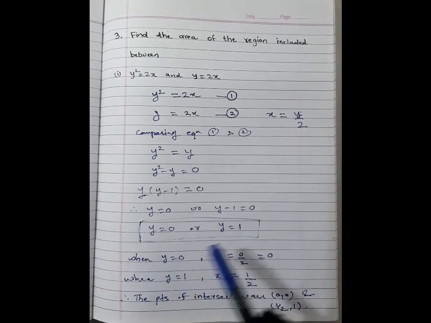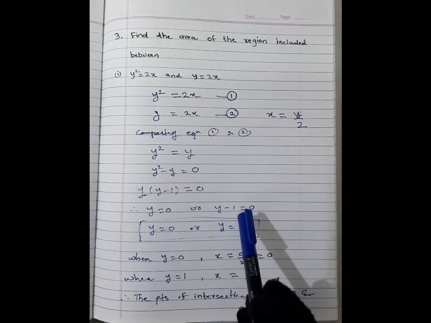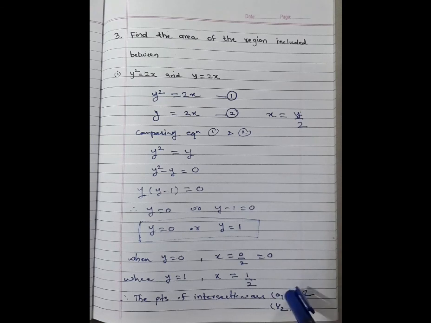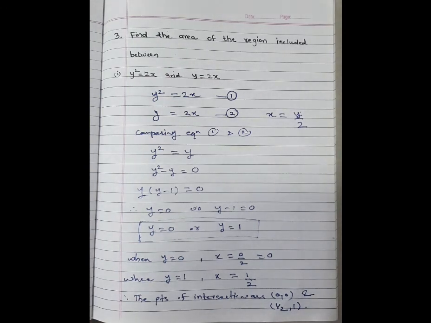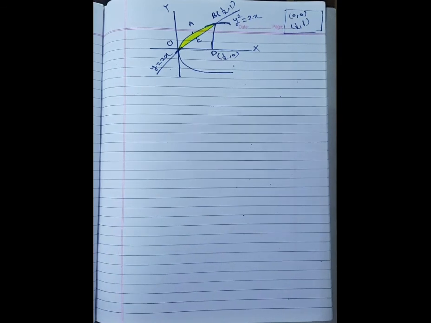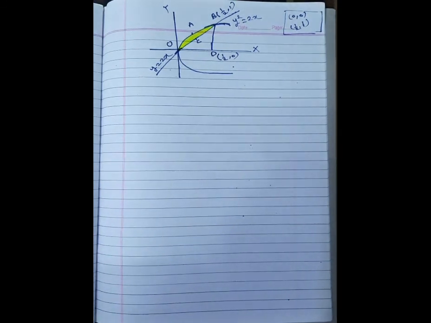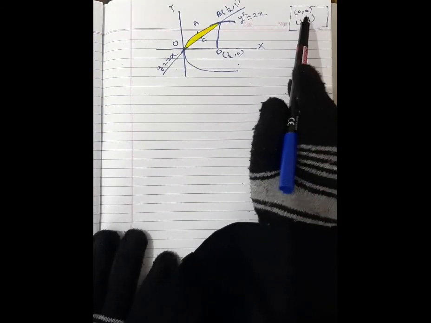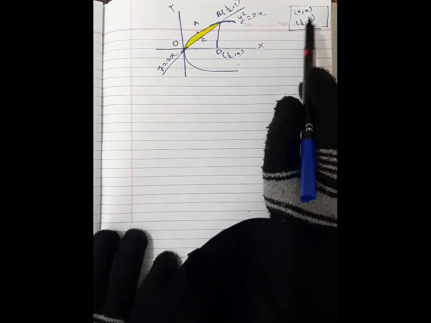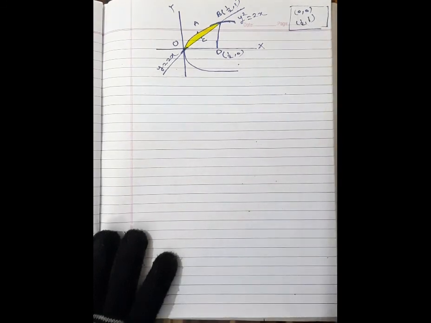Means our parabola and line intersect at the origin 0, 0, and the next point is 1 upon 2, 1. Means on the x-axis 1 by 2, y-axis is 1. Here our points of intersection are coming. Now students, here see we have drawn the parabola. Here our points of intersection are coming 0, 0, 1 by 2, 1.